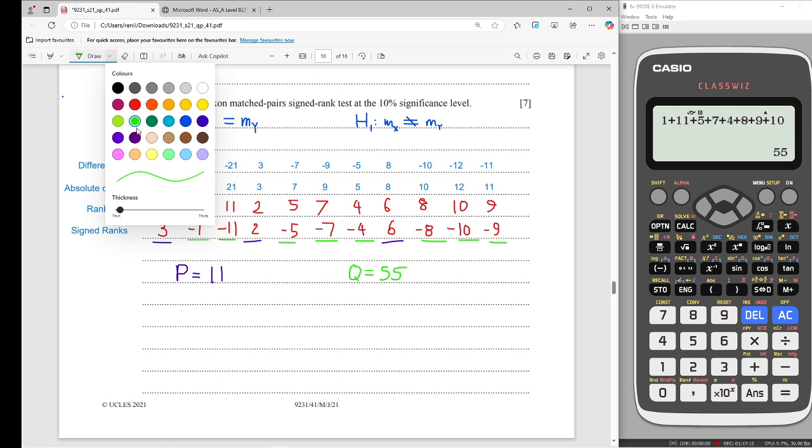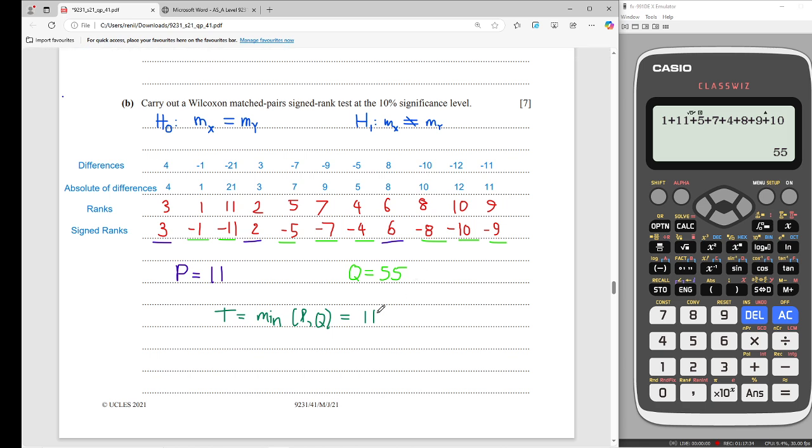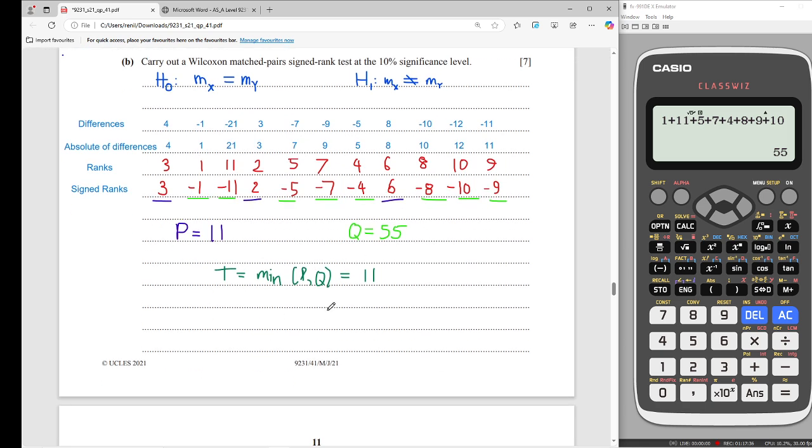Now I'm going to write the formula to calculate the test statistic. T is equal to the minimum of P comma Q, which is equal to the minimum of 11 and 55. This is obvious, it's 11. Sometimes by looking at the number of positive values and negative values, you can see which is the test statistic. It is 11 in this case. Therefore, our test statistic becomes 11. T equals 11.